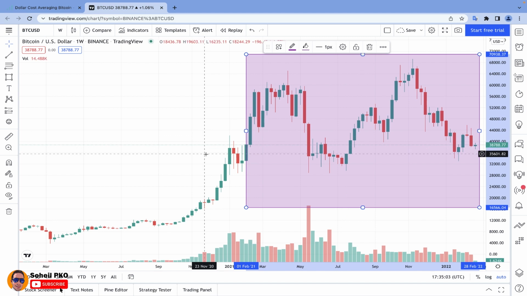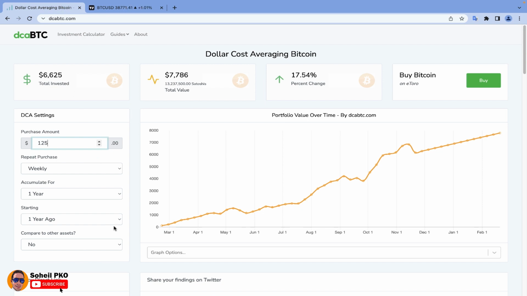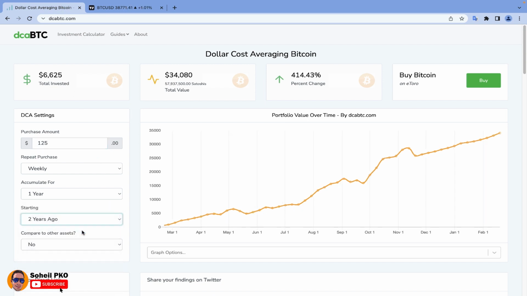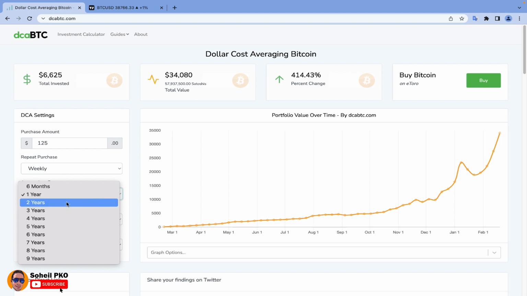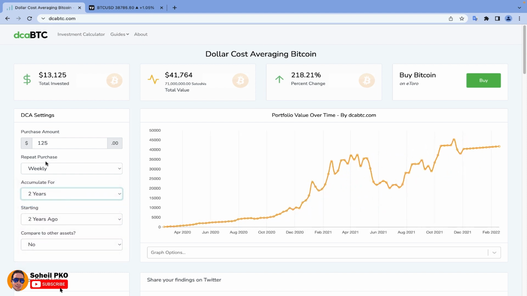And if you started this, for example, 2 years ago, from here, let's see what would be the result. The starting year 2 years ago, and also accumulate for 2 years. And the repeat purchase is same weekly. And now you can see the result.